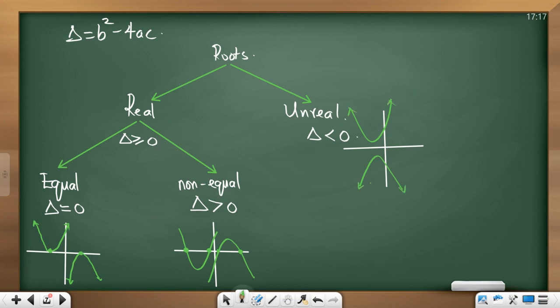So, I hope that crash course is okay. All right, so that is your quick nature of roots there. So please take note of the 3. Real and equal, real and non-equal, then you have unreal roots. I hope we are okay with that. Can I get your responses? Quickly, give me your responses. It's taking you back to grade 11.